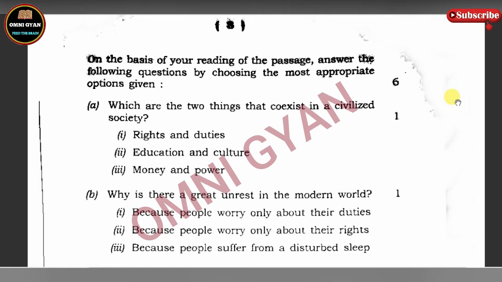Composition, such as essay, letter or email writing, I did not do, because those are unseen passages and depend on your writing capacity. Anyways, let us see question number A here.